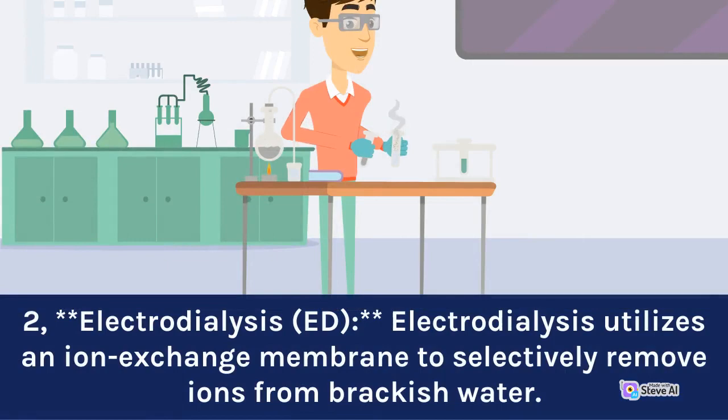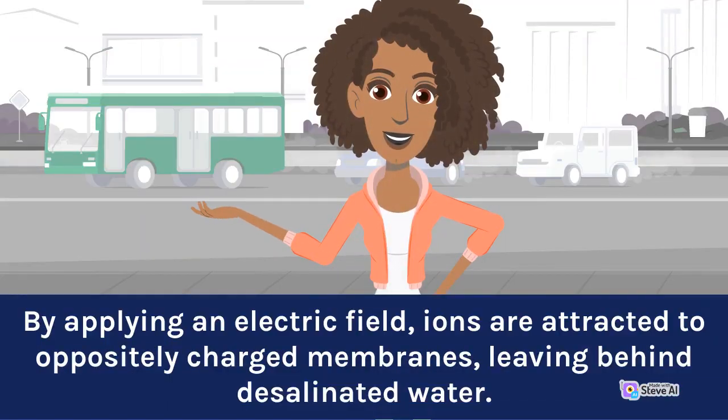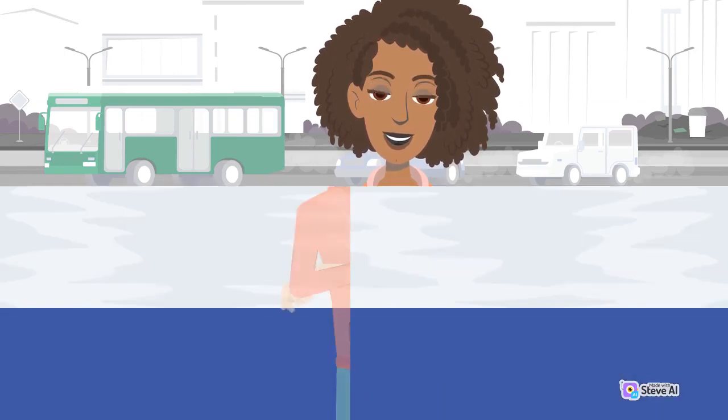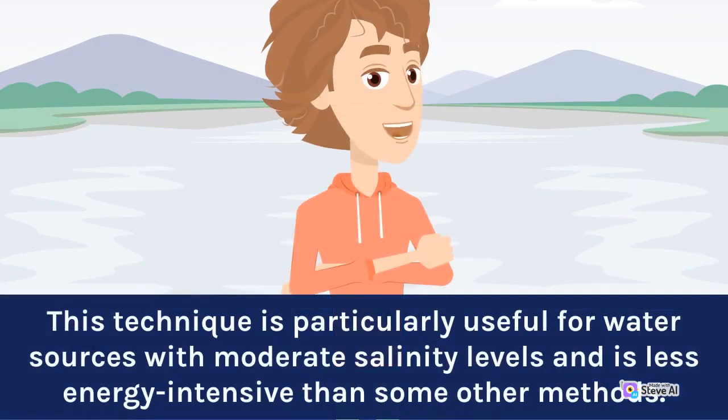2. Electrodialysis, ED. Electrodialysis utilizes an ion exchange membrane to selectively remove ions from brackish water. By applying an electric field, ions are attracted to oppositely charged membranes, leaving behind desalinated water. This technique is particularly useful for water sources with moderate salinity levels and is less energy intensive than some other methods.